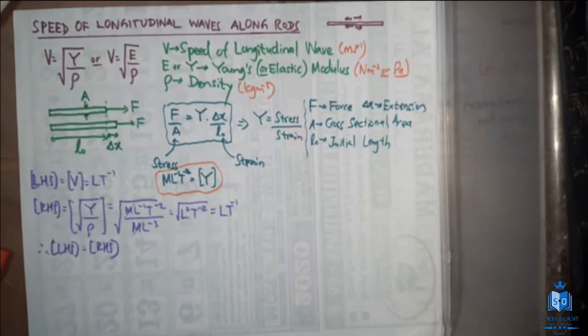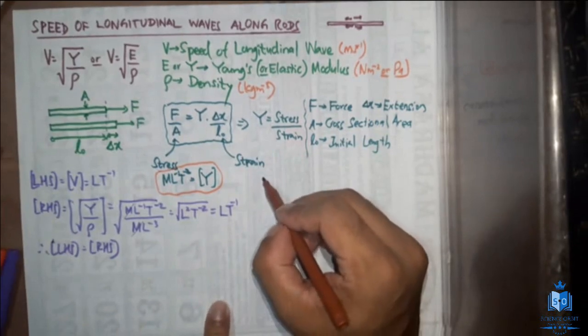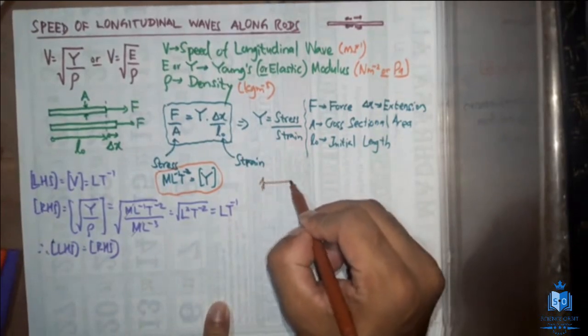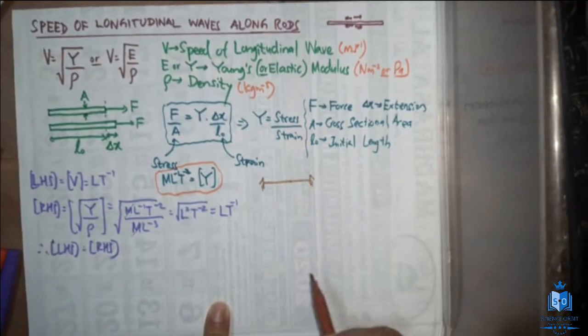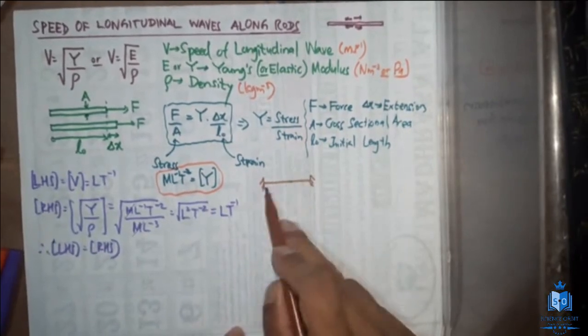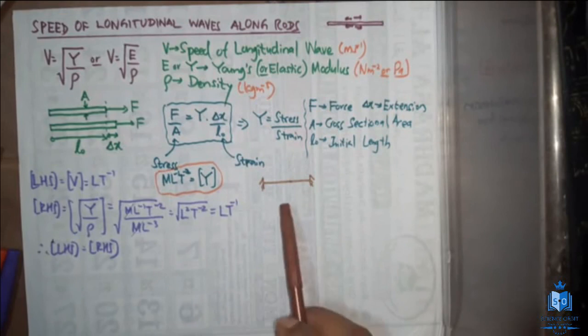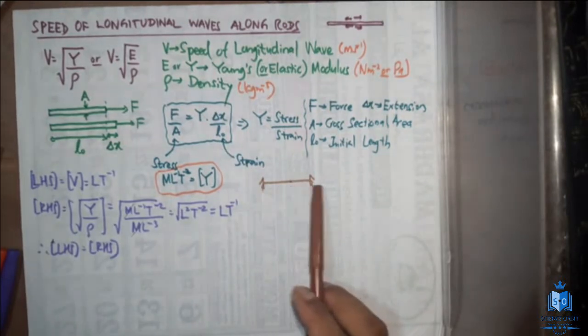Now rods can be clamped or fixed in three different ways. What are those ways? The first way is this: you can clamp a rod or fix a rod like this. You fix two ends. This is a rod, you have fixed it, and you are creating vibrations like this. Then the vibrations created are similar to the vibrations created in the stretched string.